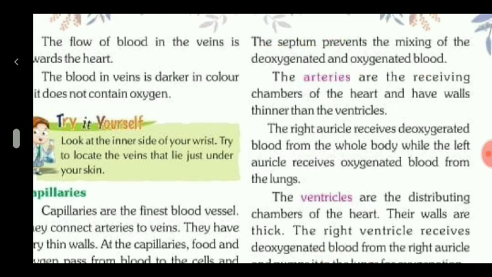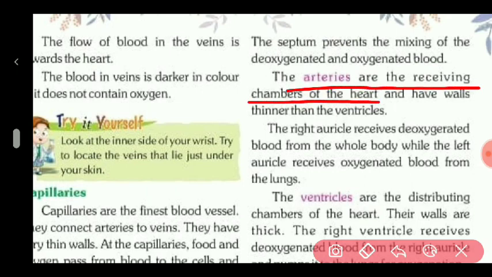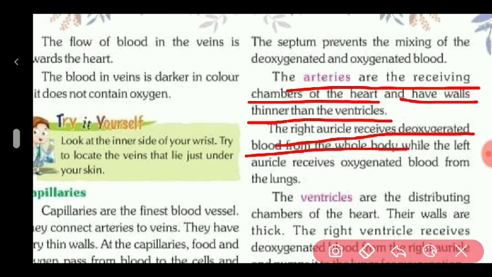Now what are auricles? Auricles are the receiving chambers of the heart. They receive the blood and have walls thinner than the ventricles. There are 2 auricles, right auricle and left auricle. The right auricle receives deoxygenated blood from the whole body. It means it receives the blood which is impure. Then the blood goes to the lungs. It mixes with the oxygen and becomes pure there. Then the left auricle receives oxygenated blood from the lungs.